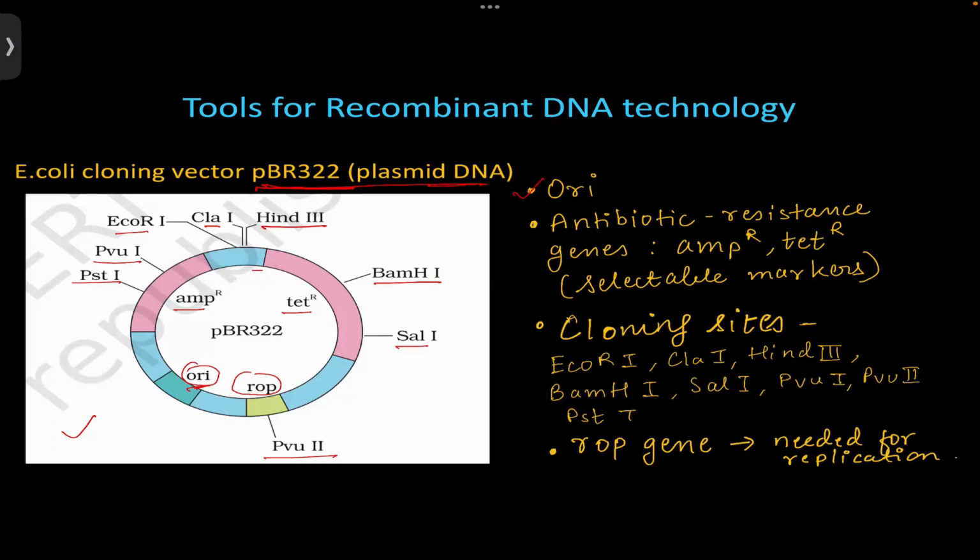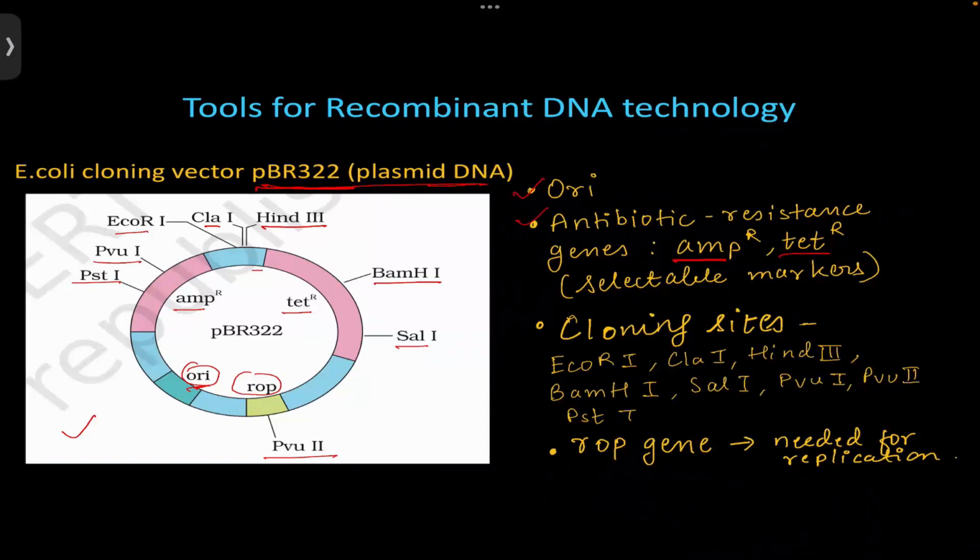And a plasmid is an autonomously replicating extrachromosomal circular DNA, right? So it will replicate on its own without the help of the chromosome of the host cell, but it will need the DNA polymerase from the host cell. Other components: there are antibiotic resistance genes. There are two genes actually. One is AmpR, which stands for the antibiotic ampicillin resistance gene, and TetR, which stands for the antibiotic tetracycline, and this gene is called the tetracycline resistance gene.